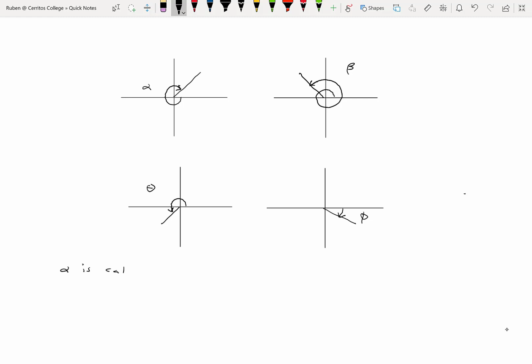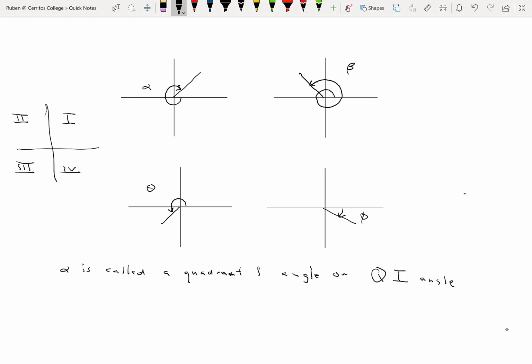But alpha is called a quadrant 1 angle, or Q Roman numeral 1 angle. Now remember from algebra, the quadrants are quadrants 1, 2, 3, and 4. This is how we label the quadrants. So the terminal side of alpha lies in quadrant 1, so we call alpha a quadrant 1 angle. So you can kind of guess how we're going to name the others.